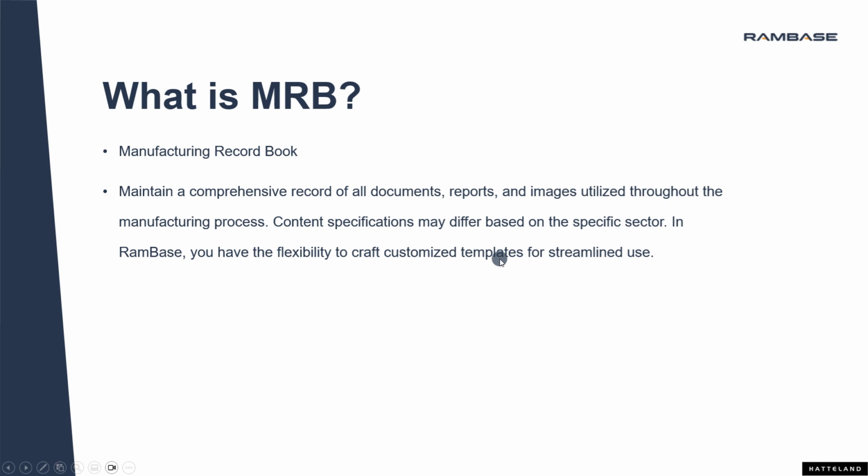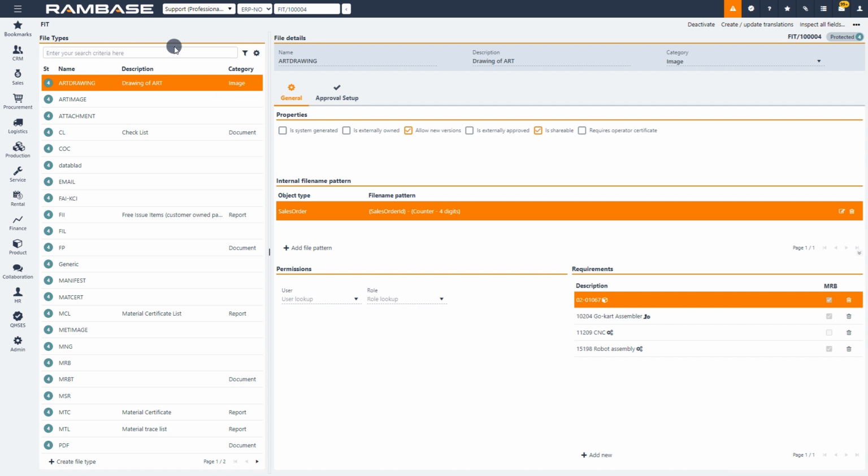Now we will go into RAMBase and take a look at the first application that is developed, called FIT. FIT stands for file types, and this will show you a list of all the file types that you have in RAMBase. For each file type, you can add a name, description, and a category, and we have different properties that we can turn on for the file type. We have checkboxes for if it's system generated, if it's externally owned, if it allows new versions, and so on. Each one of these you can click on to get an explanation of what this means.